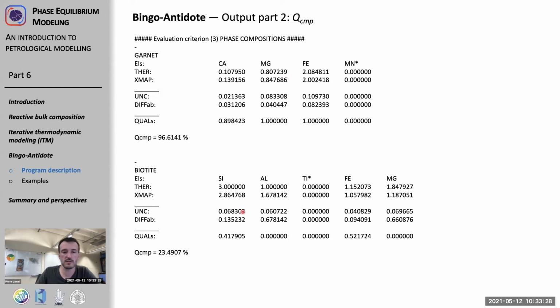For the biotite, the situation is more complicated because the model in this database is very limited. So you can't really model the composition of the biotite that you observe. And the model quality factor, the QCMP value for biotite, is pretty low here at 23%. And you see that the differences are significant in silicon, aluminum, iron, and magnesium.